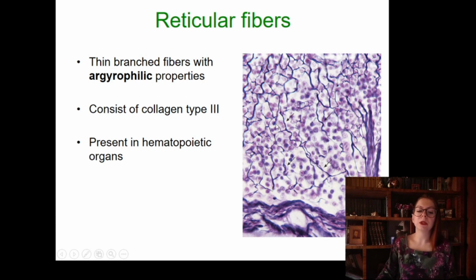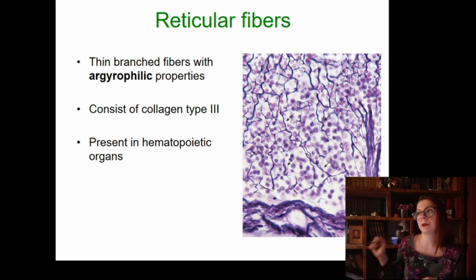Then they are present in the hematopoietic and lymphoid organs, in the red bone marrow, spleen, and lymph nodes, some other organs as well. So they provide a three-dimensional scaffold for organization of those blood cells inside different organs. They do not provide tensile strength and water retention, so they have quite other properties and functions.